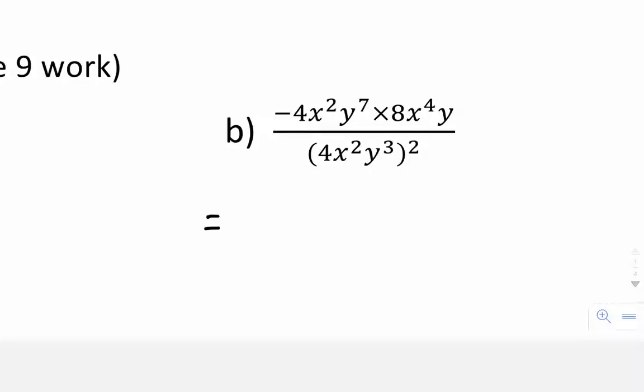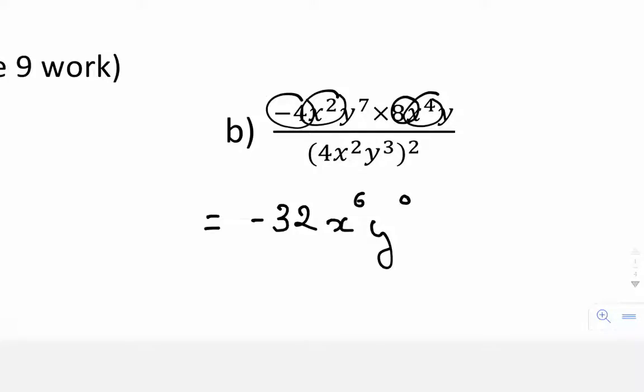What I'm going to do is combine my numerator first, as well as bring in that exponent into my denominator. So let's do each one step at a time. So the numerator, I'm going to combine the coefficients first. So I have that negative 4, and I have that 8. If I multiply them together, I get negative 32. As well as these numbers, if I combine them together, I add the exponents to give me x to the 6, and finally y to the exponent 8.